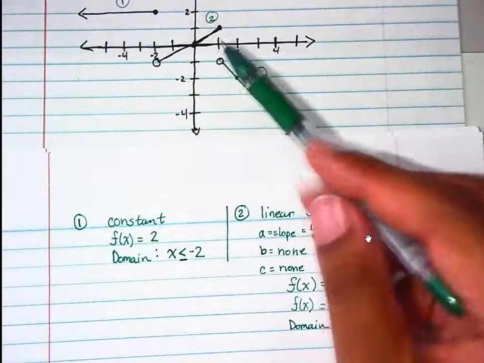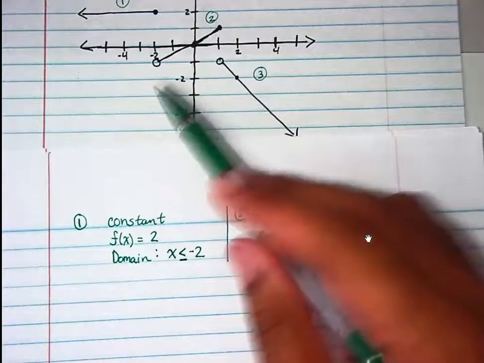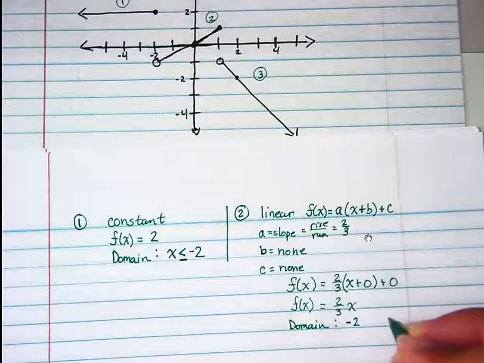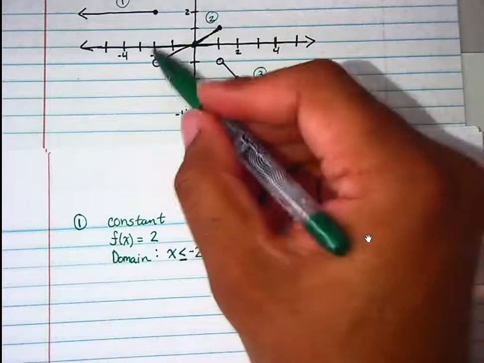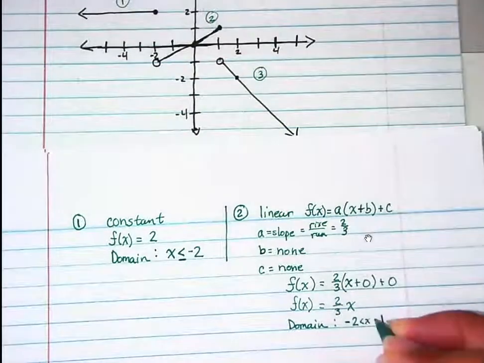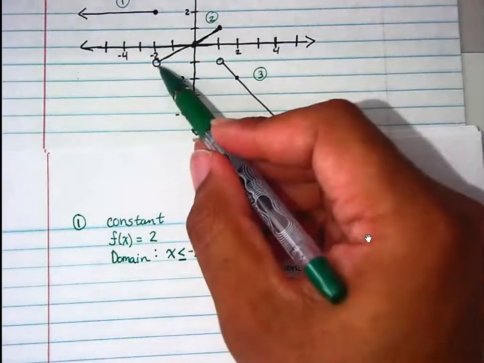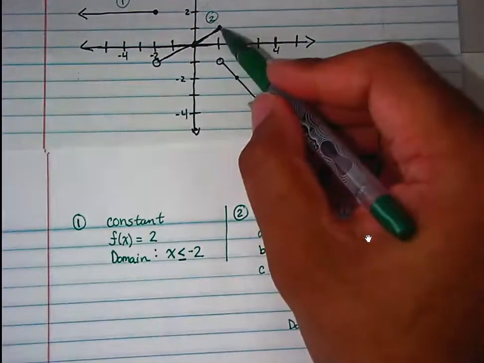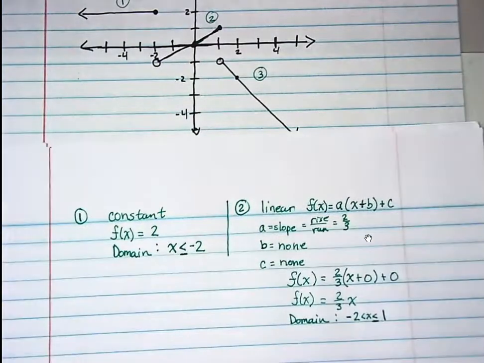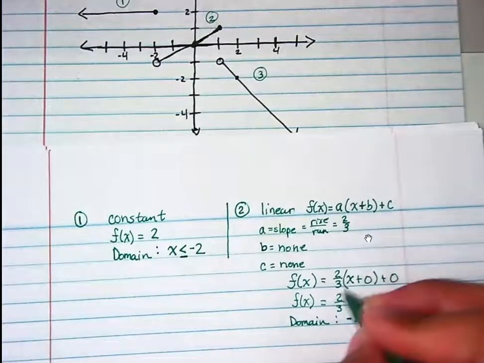All right, so with this part here, we're going to take a look at the domain. It starts at -2 and ends at 1. So x is between that. It's an open circle at -2. It's a closed circle at 1, so we have to put the equal to sign there so that it includes 1. All right, so that's our domain for that.